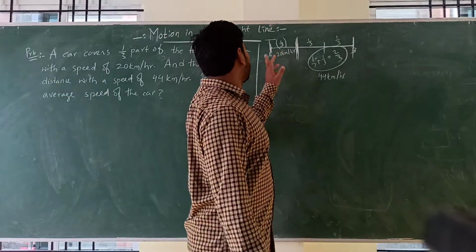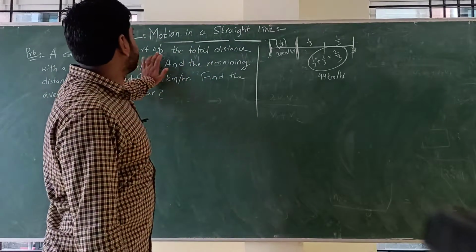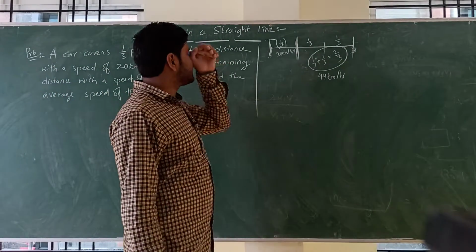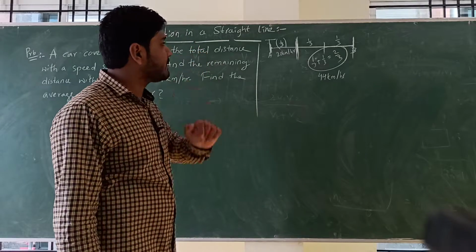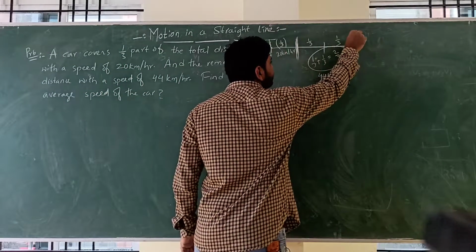Suppose I am taking this for example. A car covers 1 by 3 part of the total distance with a speed of 20 km/h. Suppose the car is traveling from A to B.